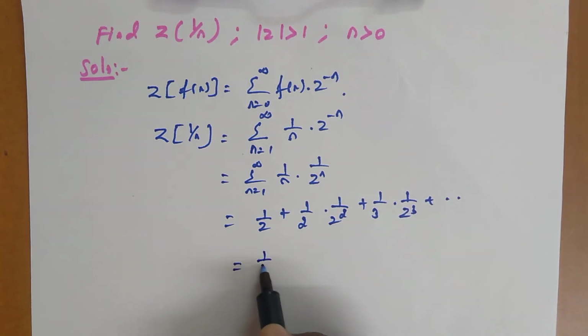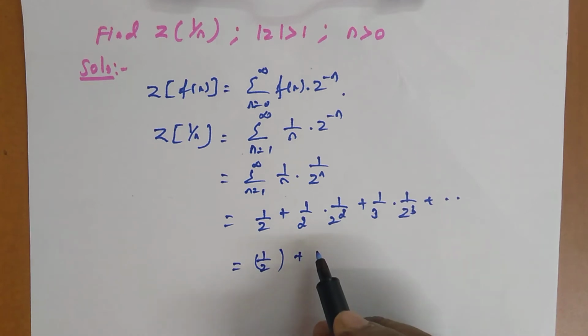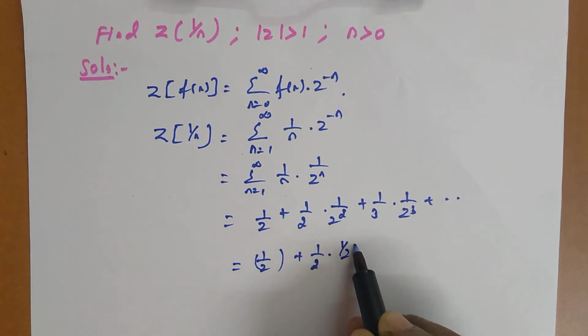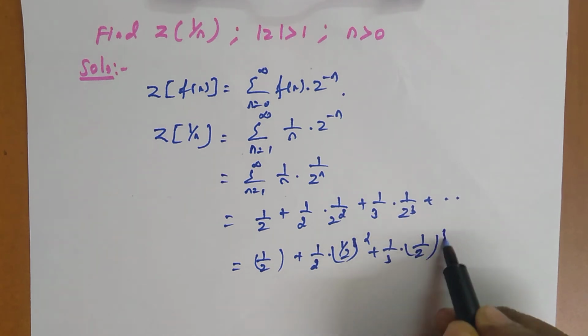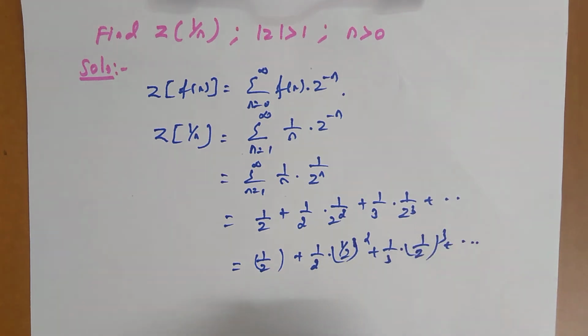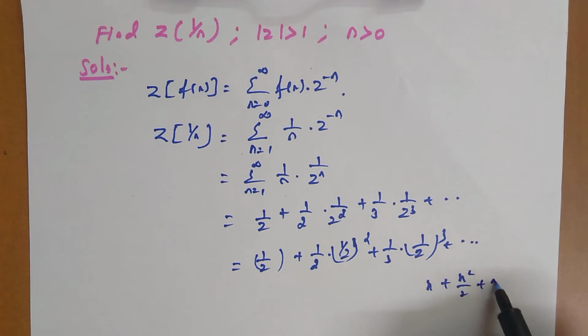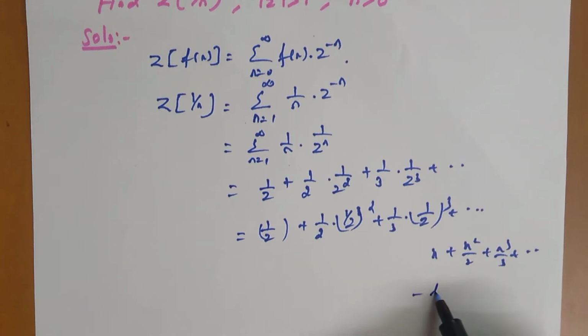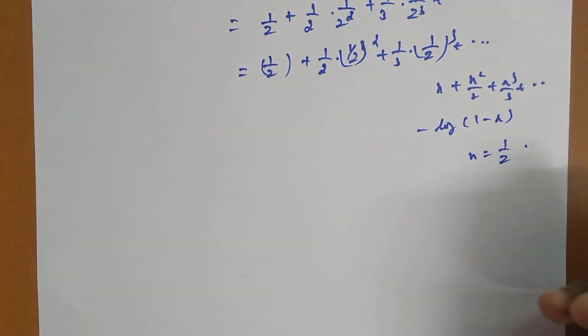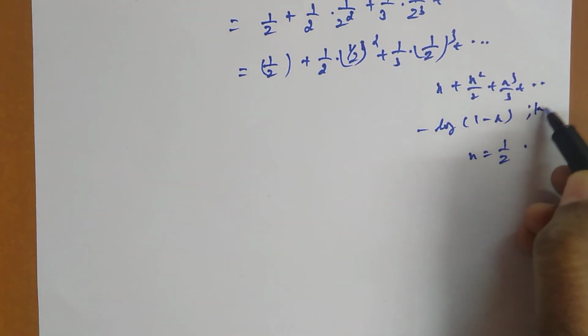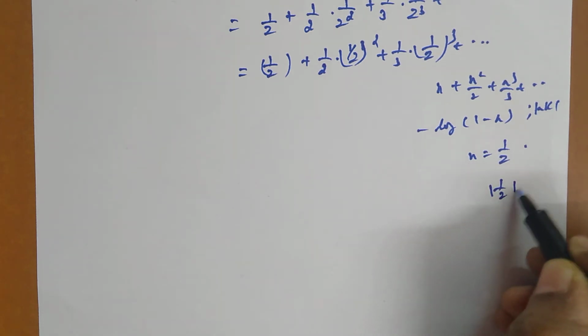Now this can be written as 1 by z plus 1 by z square by 2 plus 1 by 3 into 1 by z the whole cube plus etc. Now this is of the form x plus x square by 2 plus x cube by 3 plus x power 4 by 4 plus etc. That is nothing but minus log of 1 minus x. So in the place of x we are having 1 by z. Here the condition is mod x less than 1, and in the same manner, modulus of 1 by z less than 1.